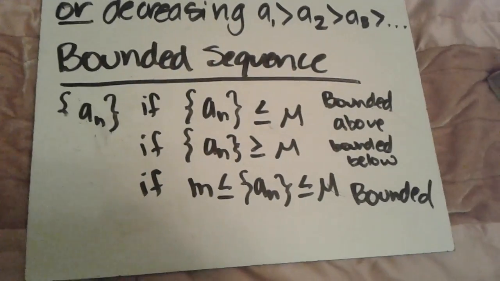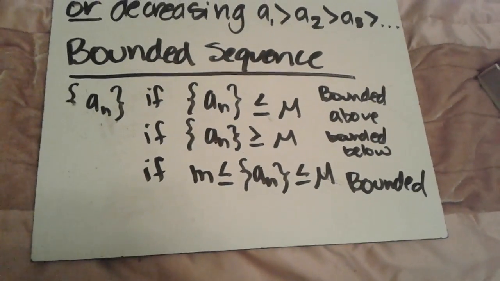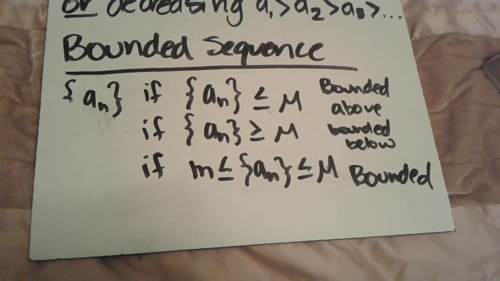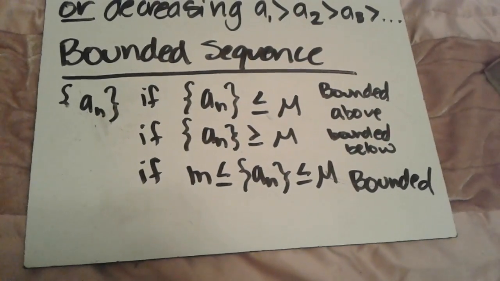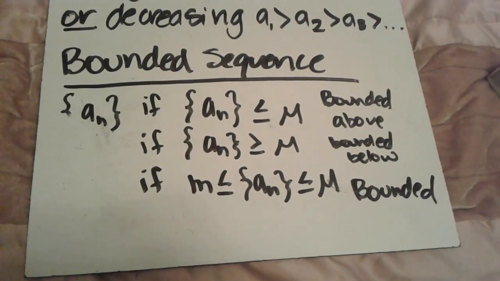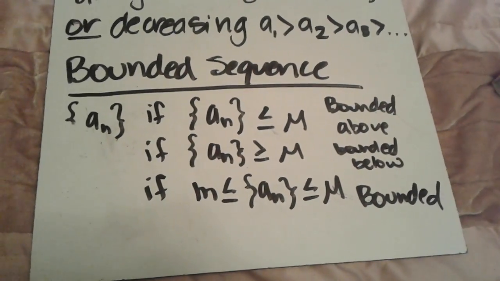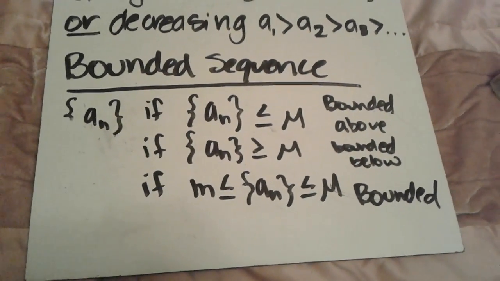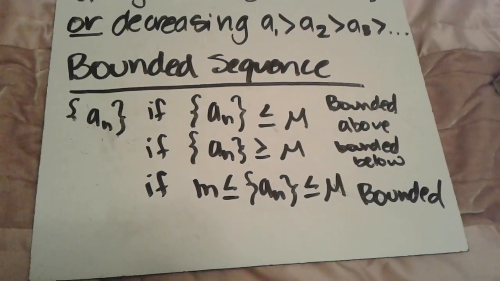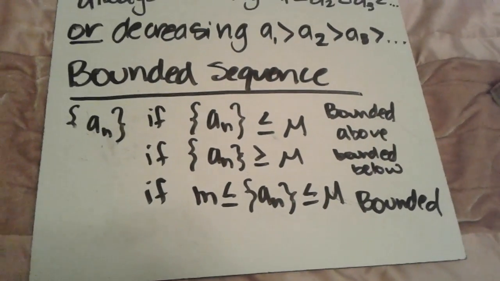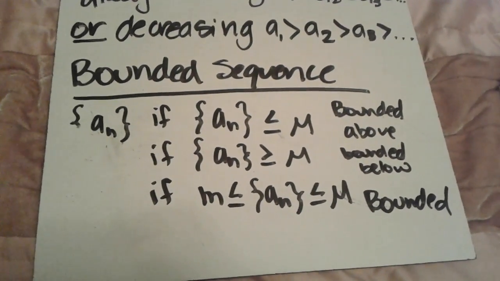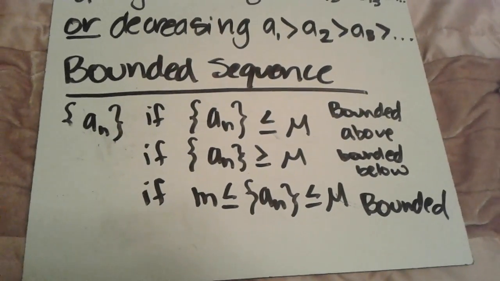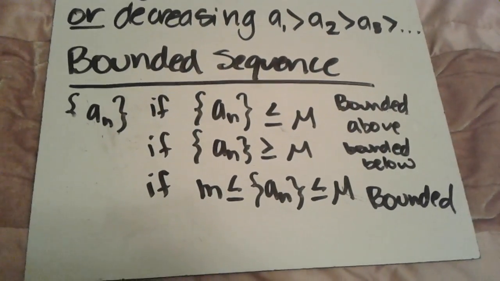For a bounded sequence of a of n, if a of n is less than or equal to m, then it is bounded from above. If a of n is greater than or equal to m, then it is bounded from below. If m is less than or equal to a of n, which is less than or equal to another m, then it is bounded and between the m's.